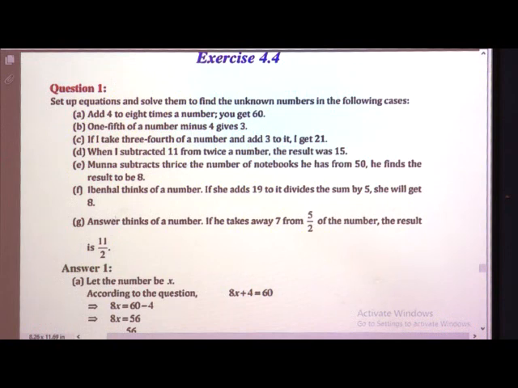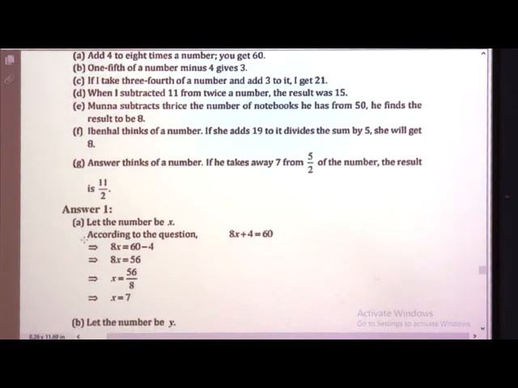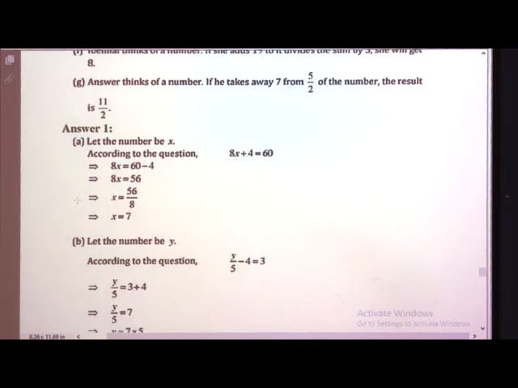So here we have to find out what the number will be. Let the number be x. According to the equation, 8x is equal to 60 minus 4. When you write equal to, both sides will be the same. So we are taking 8x directly, because already I told you it will be add, meaning we have to add 4 equal to 60.